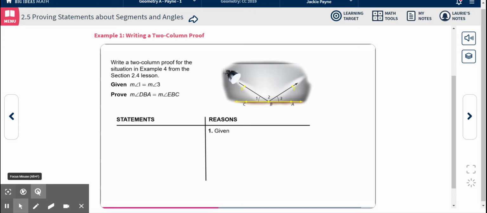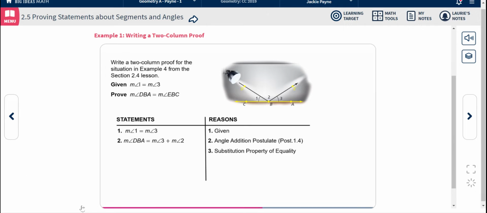Start with the given information. You are given the measure of angle 1 is equal to the measure of angle 3. Next, using the angle addition postulate, the measure of angle DBA is equal to the measure of angle 3 plus the measure of angle 2. Because the measure of angle 1 is equal to the measure of angle 3, you can use the substitution property of equality to substitute the measure of angle 1 for the measure of angle 3 in the second statement. This gives you the measure of angle DBA is equal to the measure of angle 1 plus the measure of angle 2.